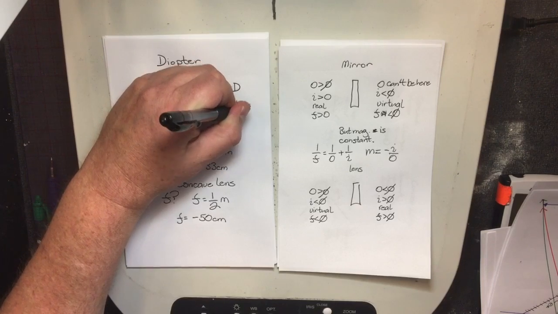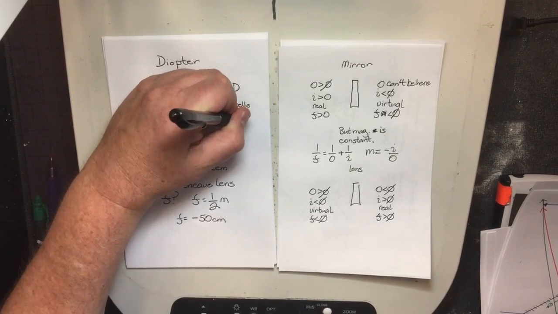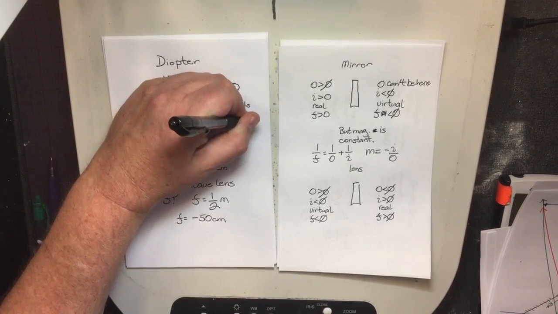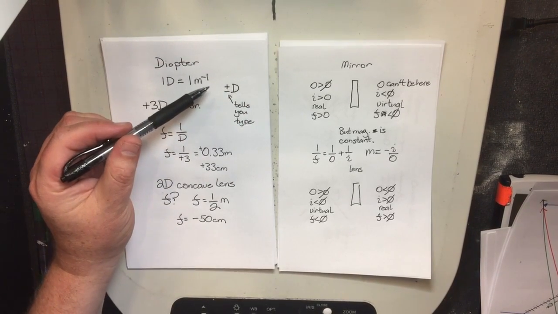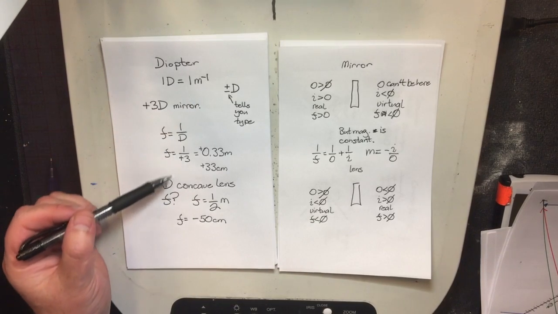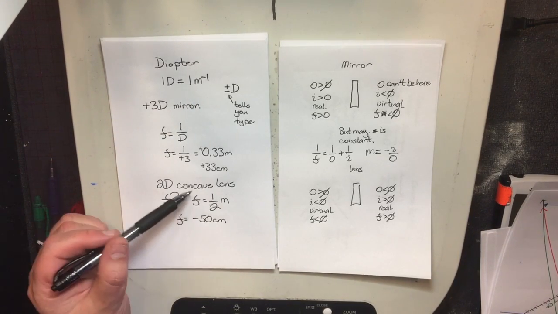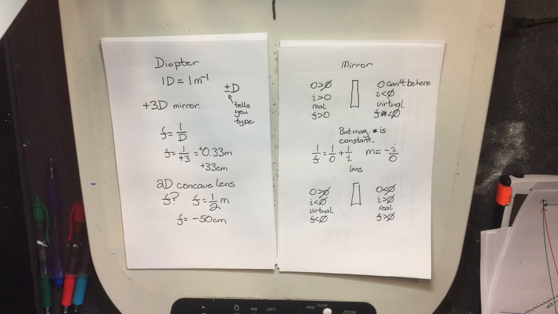So a convex lens would be positive. Yes. I either have to put a positive or a negative in front of that number, or I have to give you the specific type. If I just say mirror, there has to be a sign. If I say concave mirror, I don't owe you a sign.